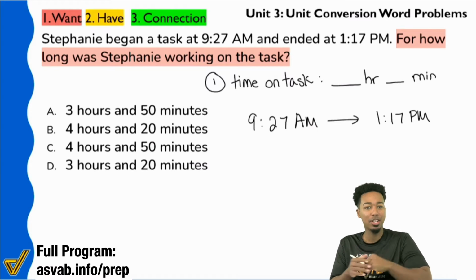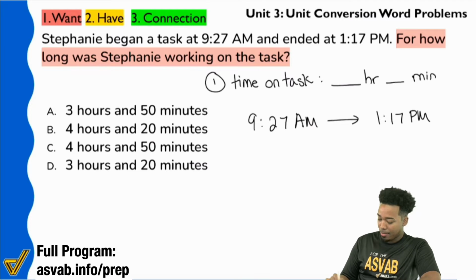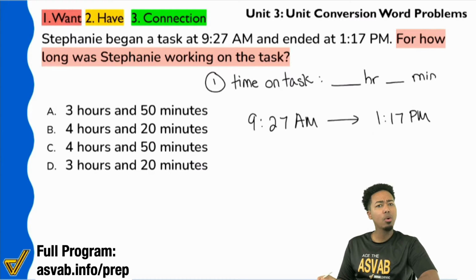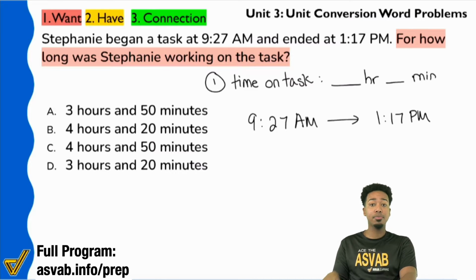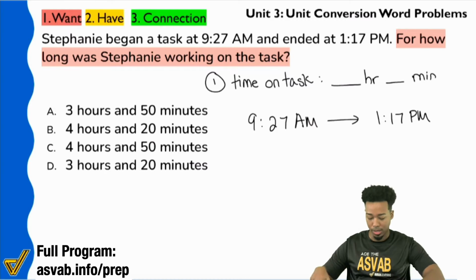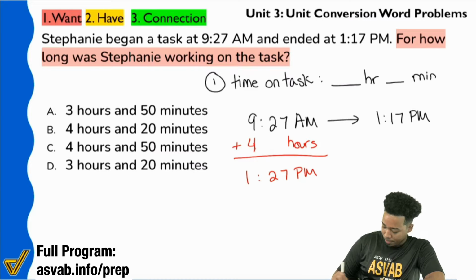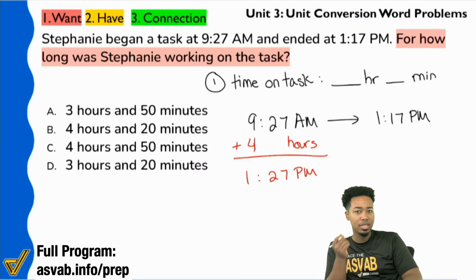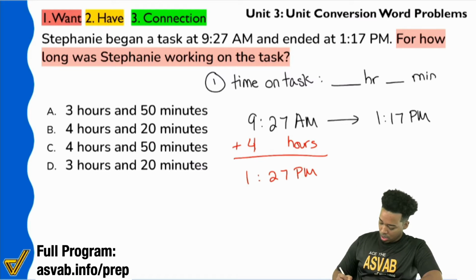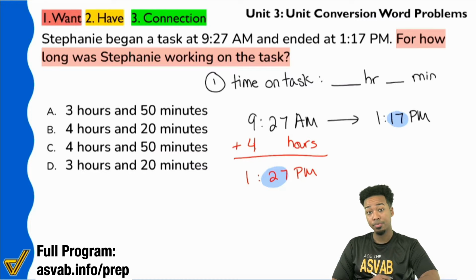Because watch this. To go from 9 a.m. to 1 p.m., how many hours is that? Well, if you just count from 9 a.m., 10 a.m., 11, 12, then 1 p.m., 4 hours right there. So if we add 4 hours, we end up at 1:27 p.m. But that's not exactly what we need, because if you take a look, hey, we're at 1:27, but we need to be at 1:17. So let's take away 10 minutes. Take away 10 minutes, you're right there.